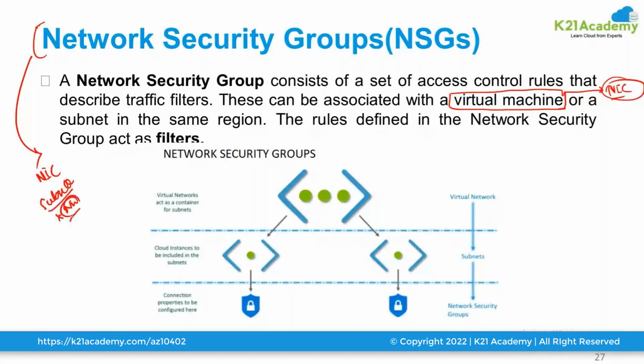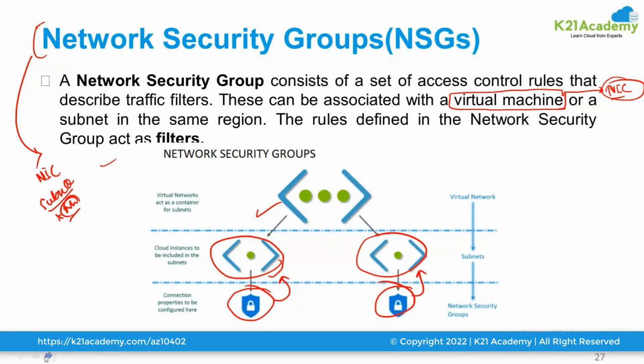Always remember, okay? The rules defined in network security groups act as filters. We know how those things will work, right? This is virtual network. You have created two different subnets, subnet 1 and subnet 2, and you can create two different network security groups and connect to these two subnets to control the traffic, right?